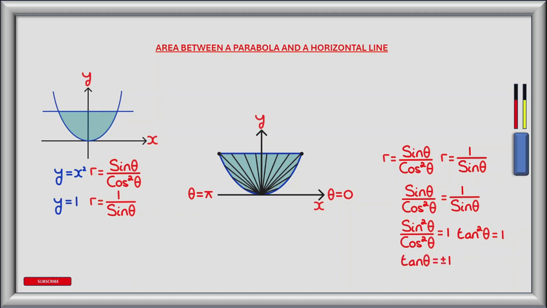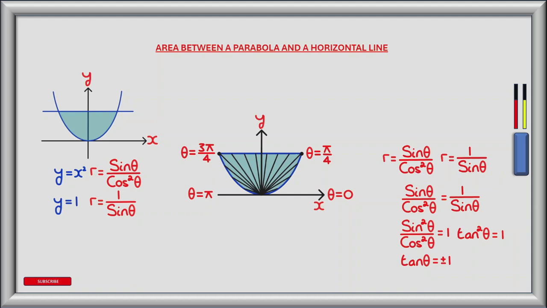Taking the square root of both sides of this equation, we have tan theta is equal to plus or minus 1. So when tan theta is equal to 1, theta is equal to pi by 4, and this is where the horizontal line intersects with the parabola for the first time. And when tan theta is equal to minus 1, theta is equal to 3 pi by 4, and this is where the horizontal line intersects with the parabola for the second time.